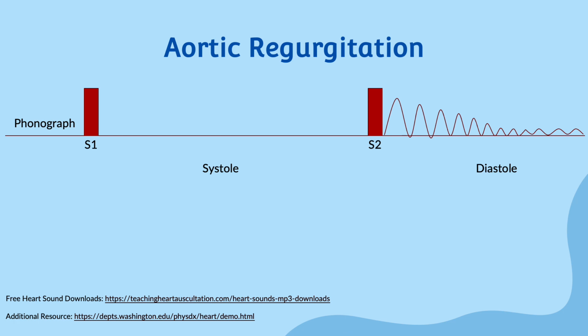Aortic regurgitation can be caused by a variety of factors, such as congenital heart defects, rheumatic fever, aortic valve infection, or an aortic root dilatation. Additionally, aortic regurgitation may be accompanied by a wide pulse pressure, which may result in head bobbing.